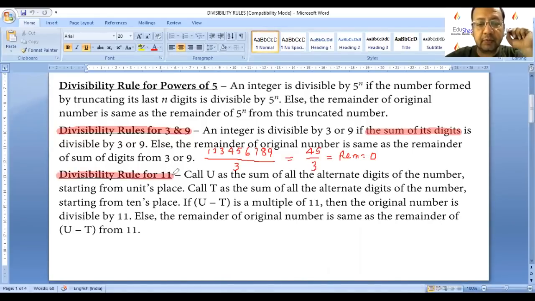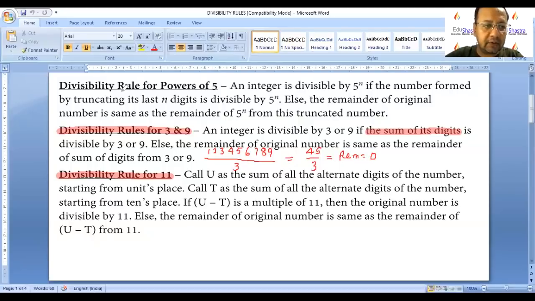So what does this rule say? Call u the sum of all the alternate digits of the number starting from the unit place, right? Call t the sum of all the alternate digits of the number starting from the tens place. Done. If u minus t, that is the sum of all the digits starting from the unit place minus the sum of all the digits starting from the tens place, is a multiple of 11, then the original number is perfectly divisible by 11. Else, the remainder of the original number is the same as the remainder of this difference when divided by 11, right?